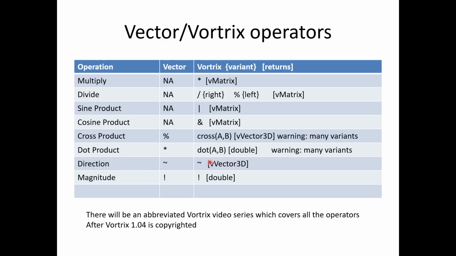Because we're releasing with the Fizzix 2 DLL, we're releasing the vector and the Vortex libraries and allow you to play with them at your will. We need to tell you what the operators do. For Vortex multiply, you use a regular star, where for vectors, star means dot product. You can read the rest of this on your own.